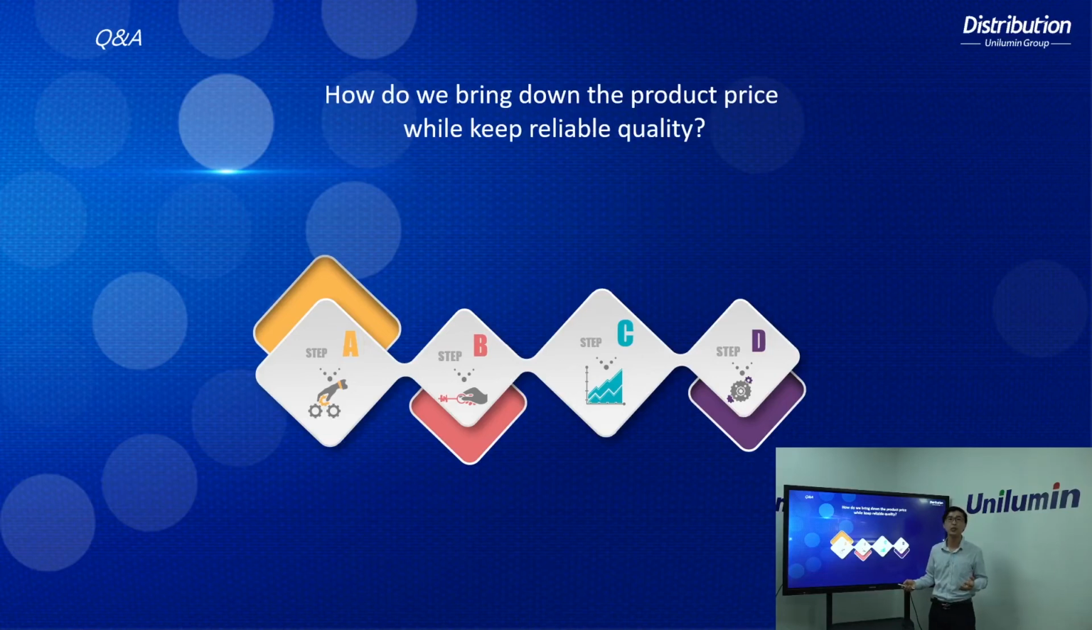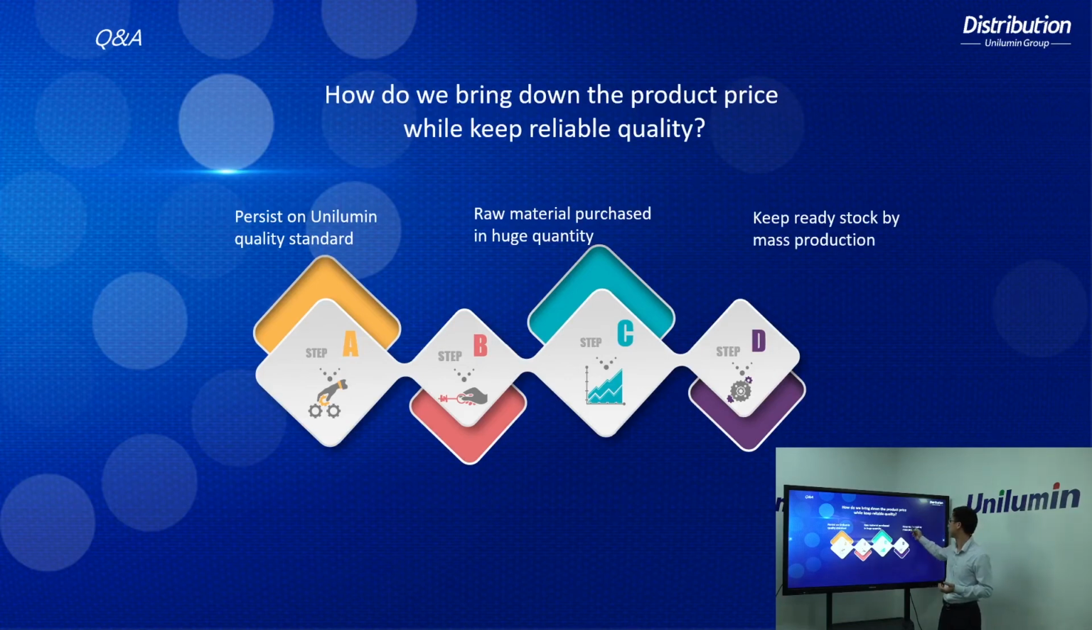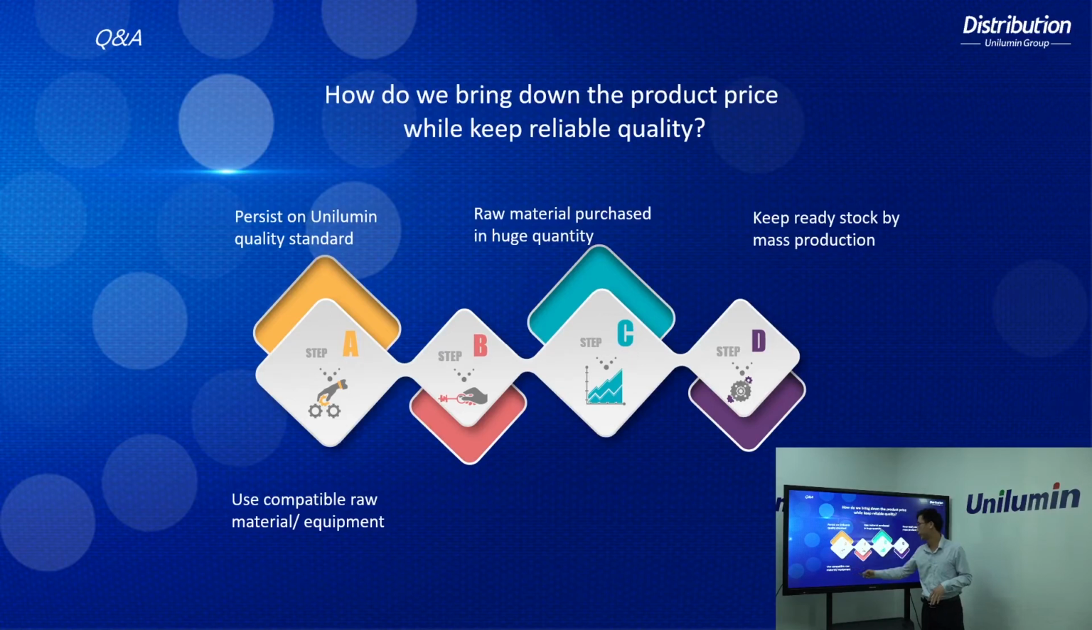For us, we have many ways to do it, and each of the ways can help us achieve a little bit. When we change a lot of them, our product quality is stable, but the price can also be lower. But first, we need to insist on our Unilumin standard of quality. Quality is very strict and it is not negotiable. All the products from Unilumin meet our standard. And then the raw material, purchase them in huge quantity. We produce the product in mass quantity. And then use the raw material.